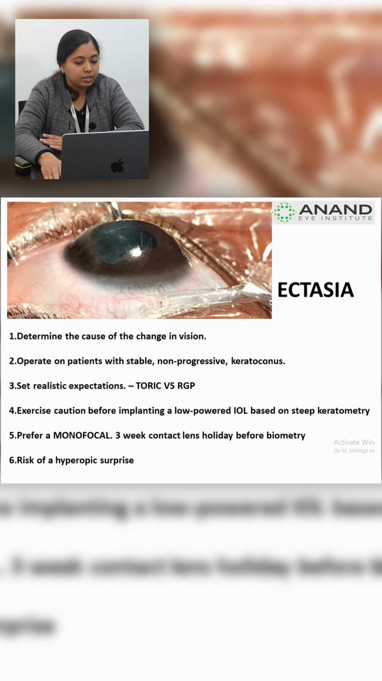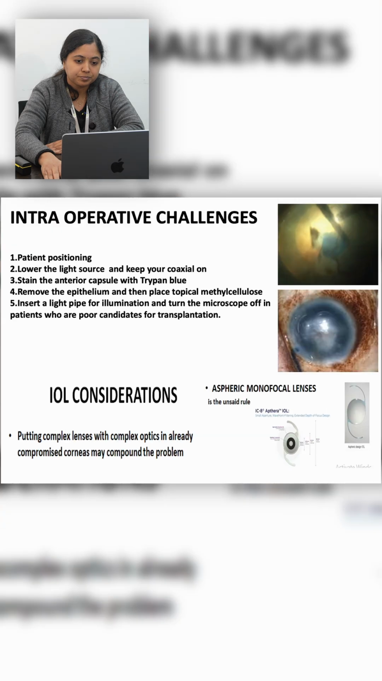We should operate only on patients whose cornea is stable. So set the patient goals realistic. Need for toric versus RGP lenses after the surgery should be emphasized. Exercise caution before implanting a very low powered lens because of the steep keratometry. Always prefer a monofocal and a 3-week contact holiday before we do the biometry. However, be ready for a risk of a hyperopic surprise.